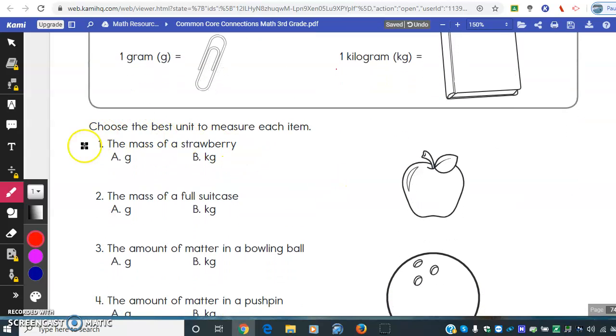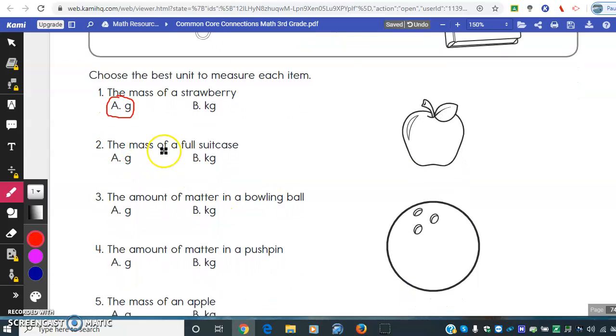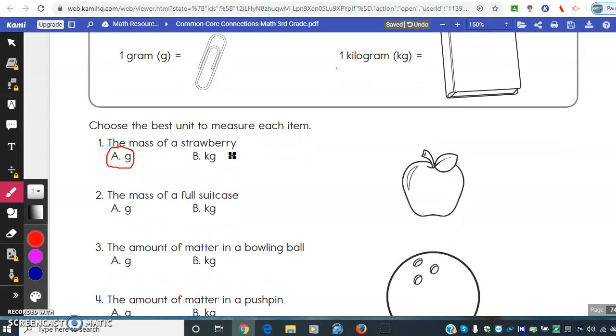So we're going to start with a strawberry. Will a strawberry weigh as much as a hardcover textbook? No, right? So we're going to choose gram for our strawberry. What about the mass of a full suitcase? A suitcase that is full of clothes, like you're going on a trip somewhere. What would you choose? If you feel like you've got this and you want to pause me and answer all the questions and then come back to check your math, feel free.